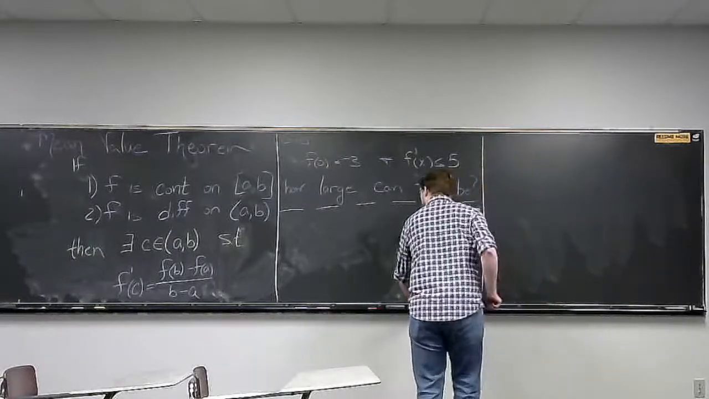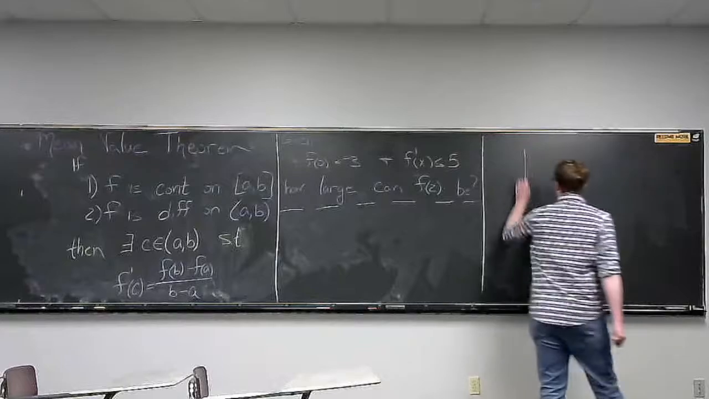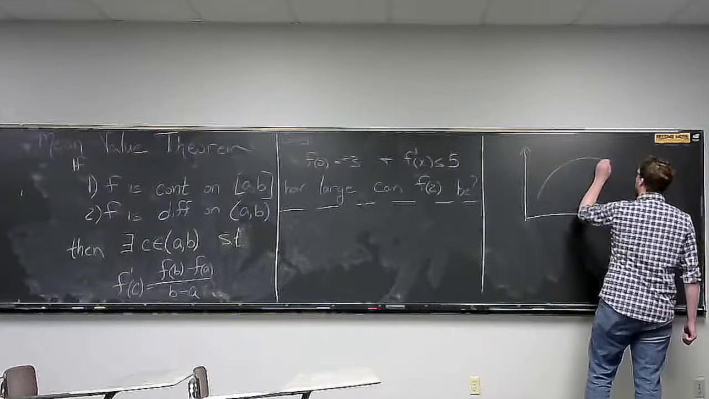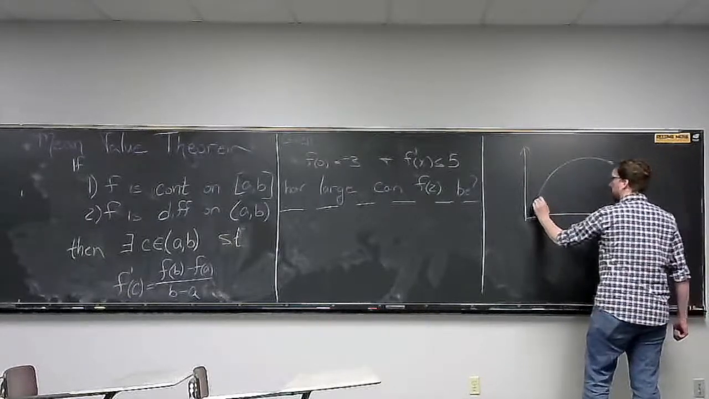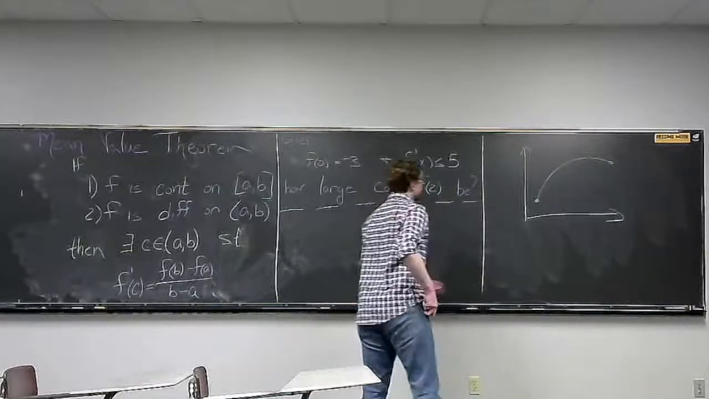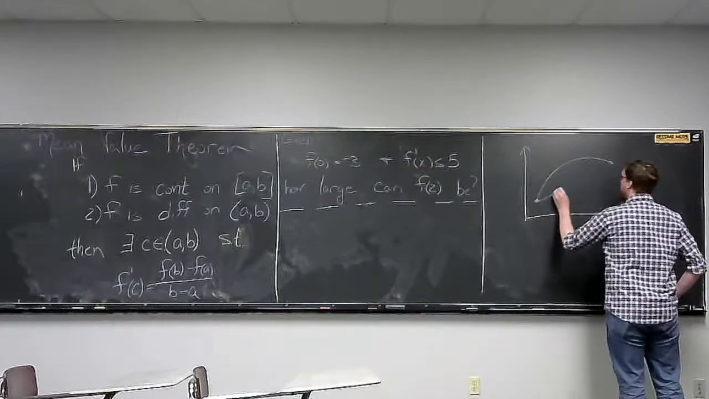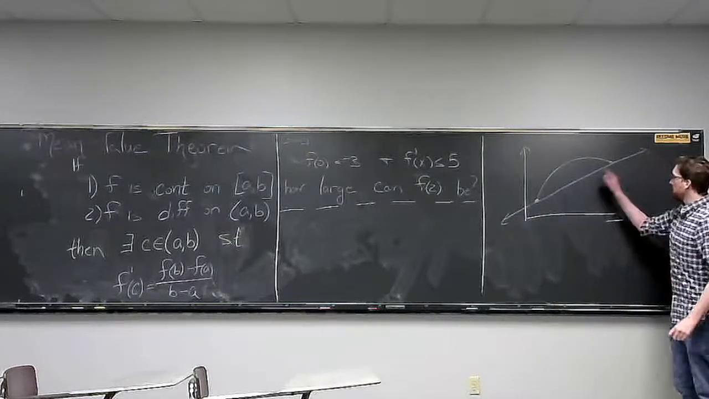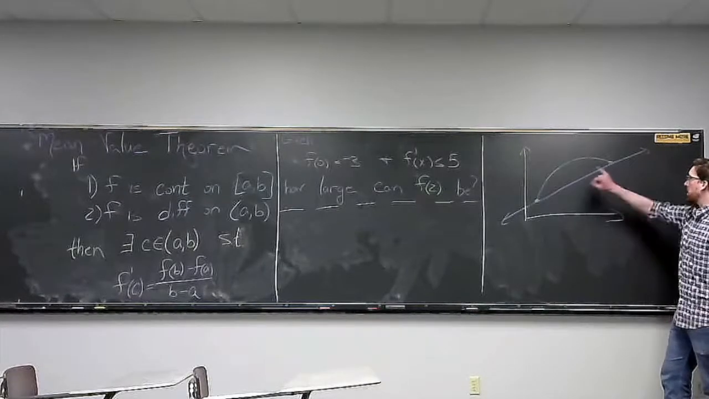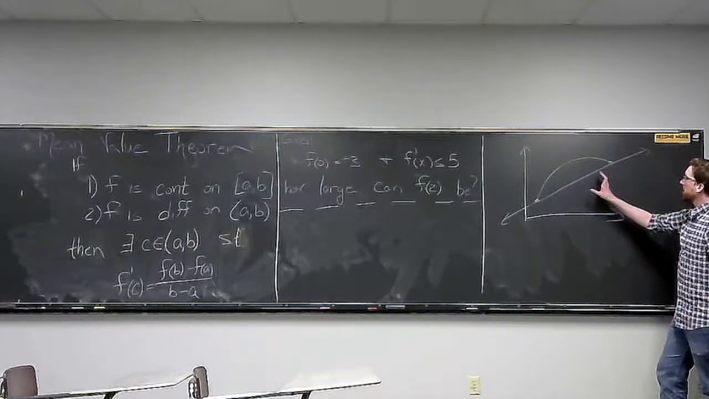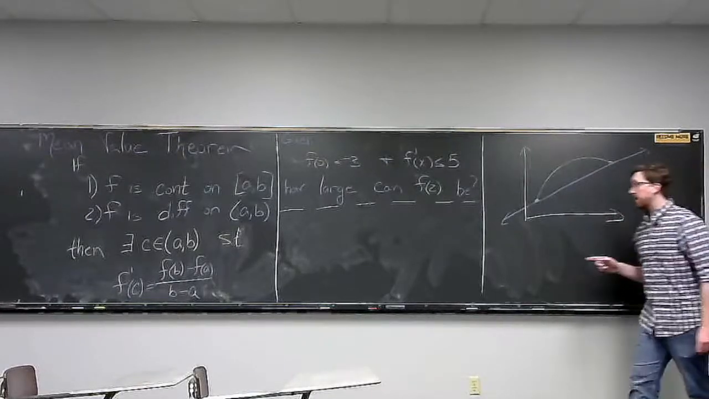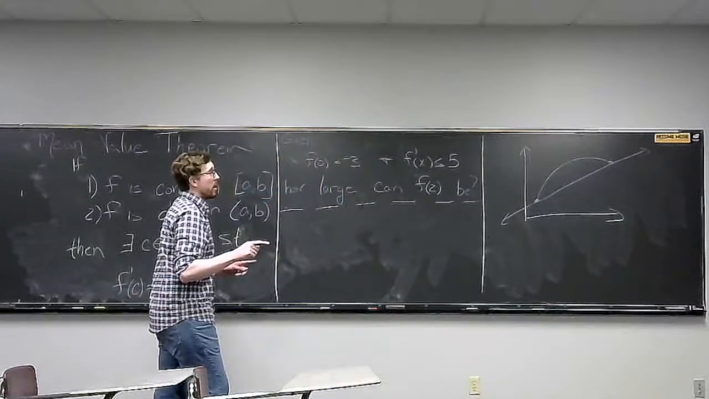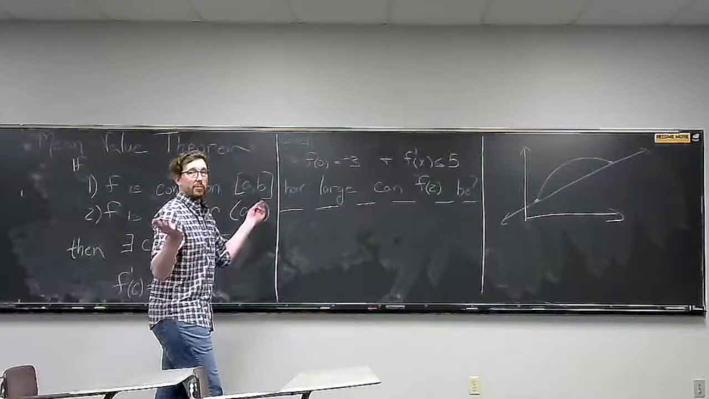So let me draw it on the board. I think it'll be easier to see that way. We're just saying that we've got a function, maybe it looks something like this. The line connecting the 2 endpoints of our function on that interval, that line has a slope such that some point along your function is going to have a tangent line that's parallel to it. That's it. That's all we're saying.